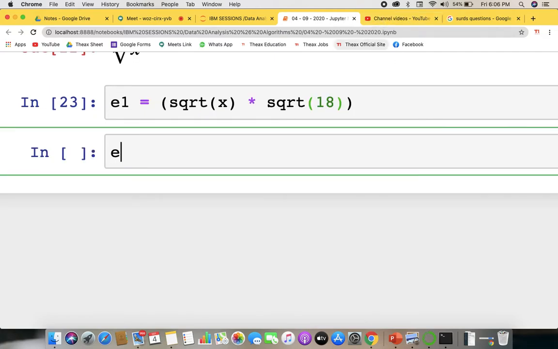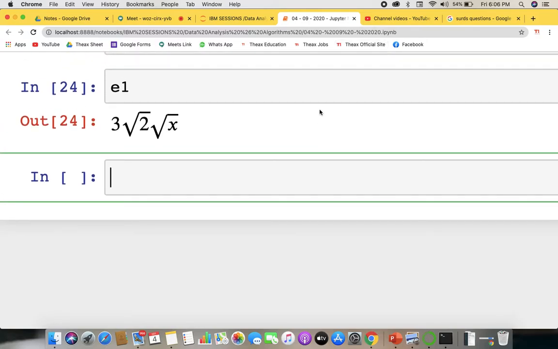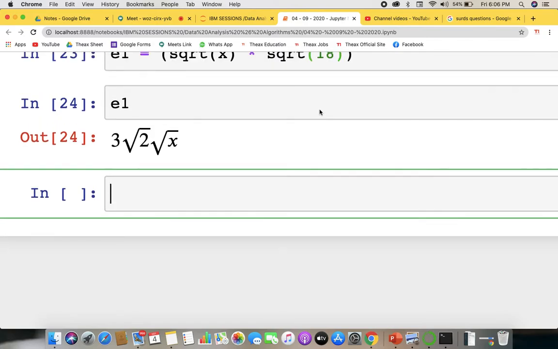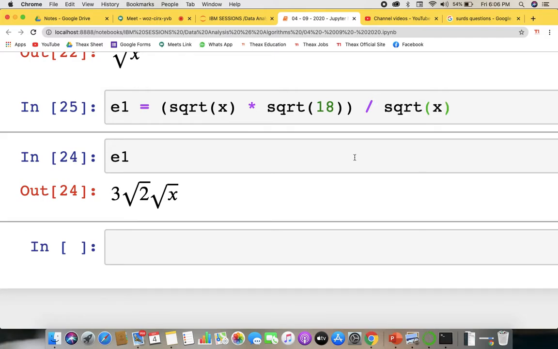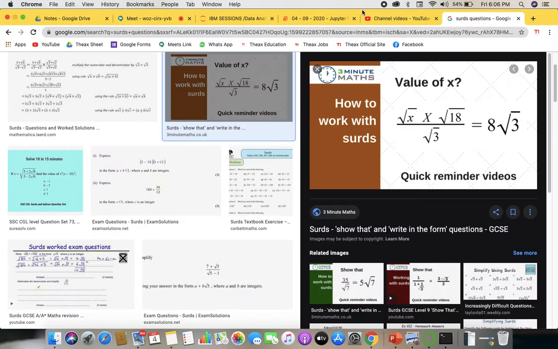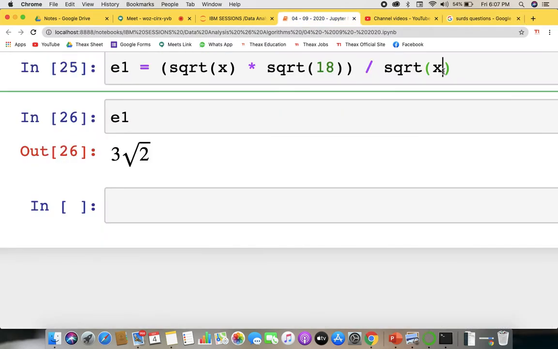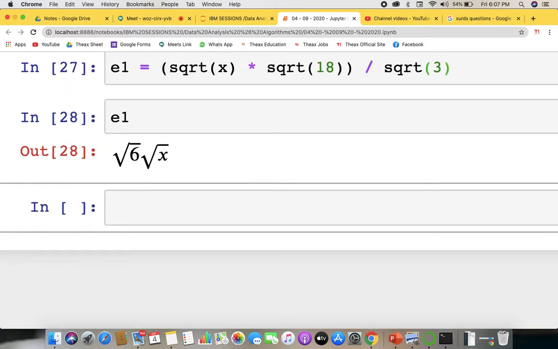And this is an expression. So this is 3 root 2x, right? Obviously, you'll be getting the same thing, 3 root 2x, right? And this is divided totally by root x. That was the question, right? So this is divided by root x. Root x or root 3, what was it? Root 3, sorry. Root 3. The equation comes as root 6 root x.